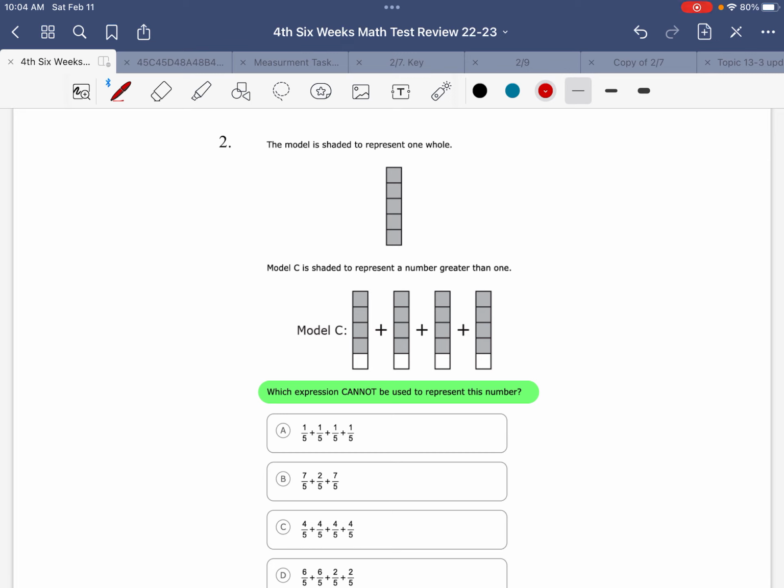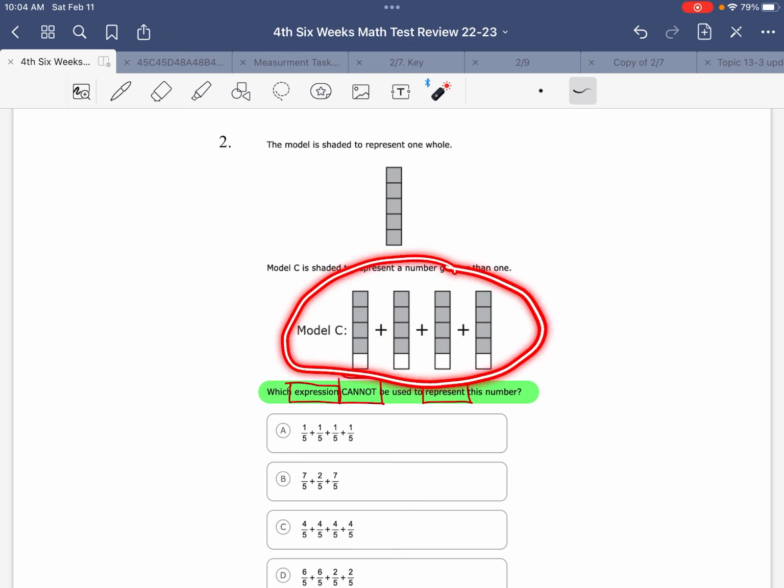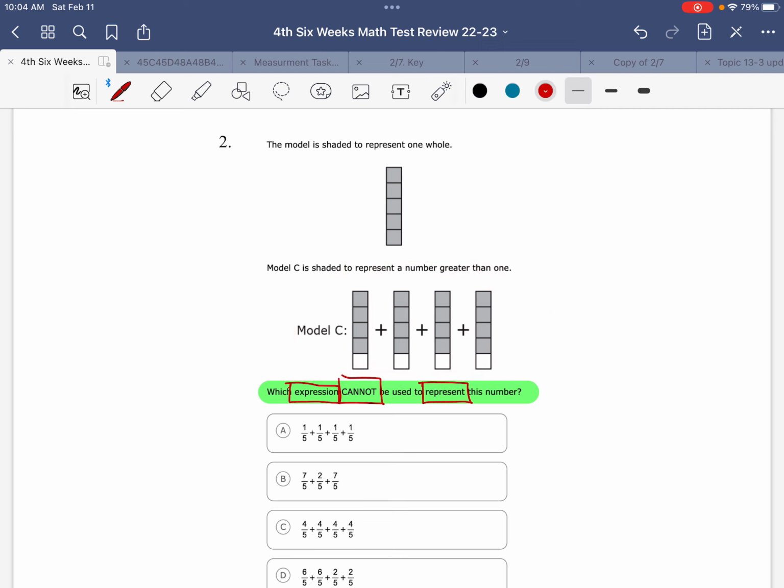Excuse me. I'm going to box in keywords. So again, which expression and cannot be used. We're going to box in represent. Okay. So they're saying which one does not represent this? Well, first, before I even look at my answers, I need to know what does model C represent? Okay. So I'm going to look closely just at 1.